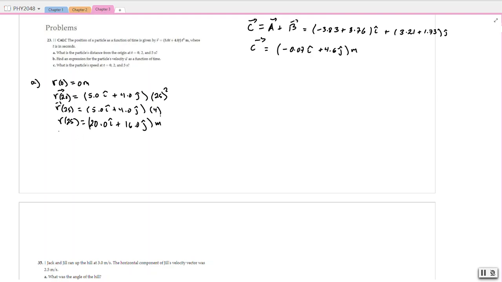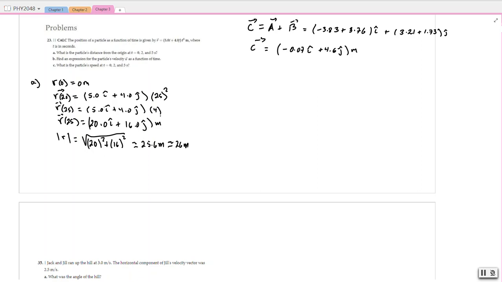Now if I want to find the magnitude of r, this would be the square root of 20 squared plus 16 squared. If you calculate that, you're going to get that this is approximately 25.6 meters, so it's basically 26 meters. So now we know that 2 seconds after the start of the motion of the particle, the particle will be 26 meters from its origin.